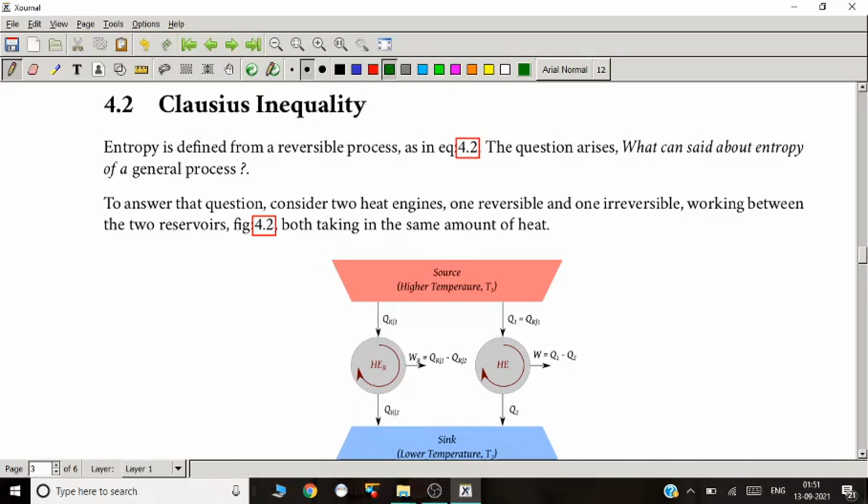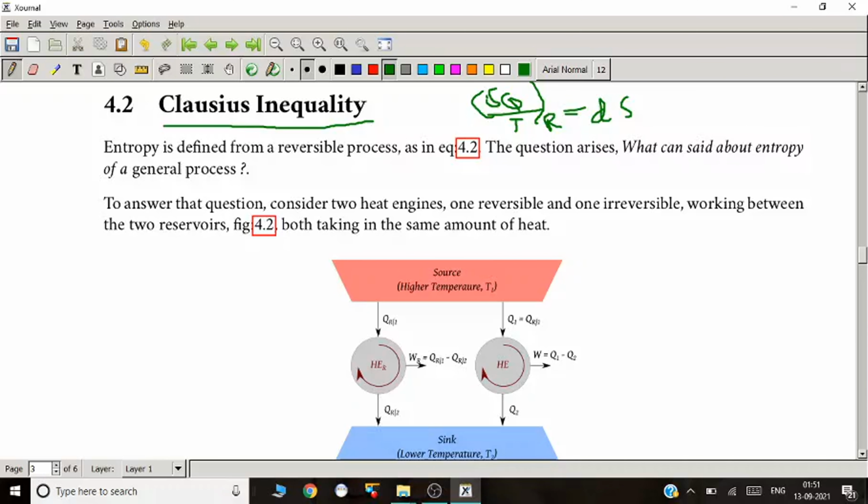Look at Clausius inequality. So we have seen that by Clausius theorem, delta Q by T for a reversible process is equal to ds. Again and again we have mentioned that this is only valid for a reversible process. So what happens if we have an irreversible process, or a more general process?